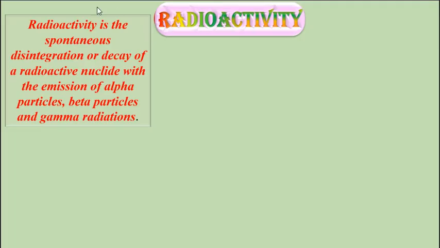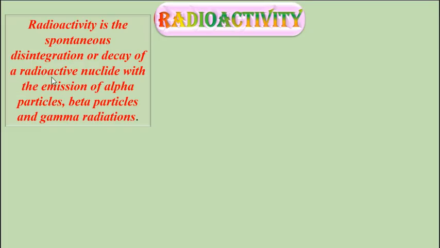Look at the word I want you to look at carefully. Number one is spontaneous. What do we mean by spontaneous? It means an element that will disintegrate, break down or break up, decay on its own. No physical thing, no chemical thing, not weather, not temperature, not pressure. Nothing induces radioactive decay. It's just spontaneous, on its own, it happens.